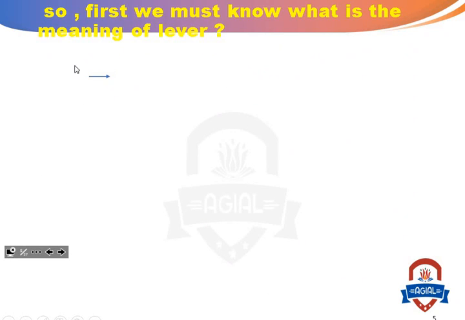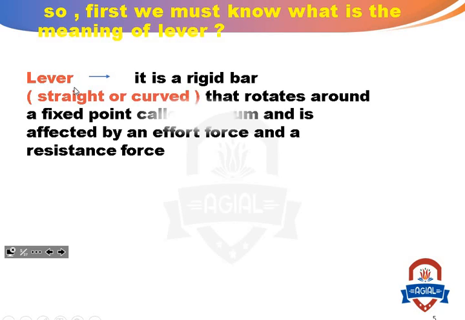So first we must know what is the meaning of lever. A lever is a rigid bar, straight or curved, that rotates around a fixed point called the fulcrum and is affected by an effort force and a resistance force. So again, a lever is a rigid bar, straight or curved, that rotates around a fixed point called the fulcrum and is affected by an effort force and a resistance force.